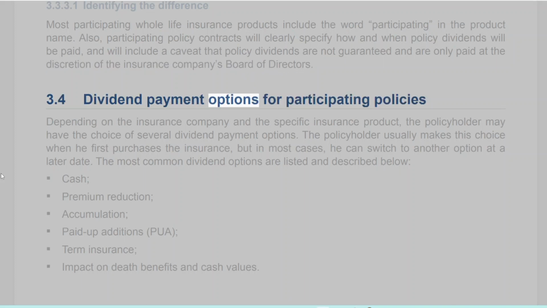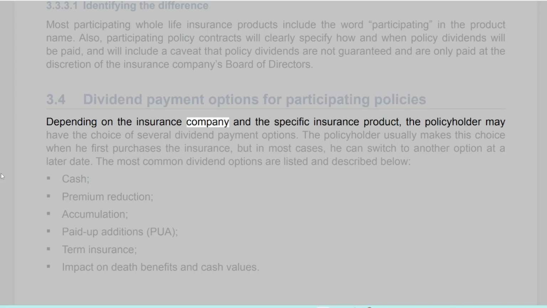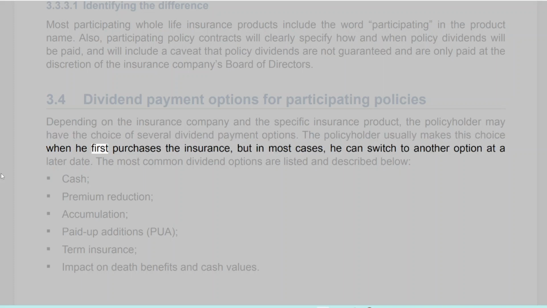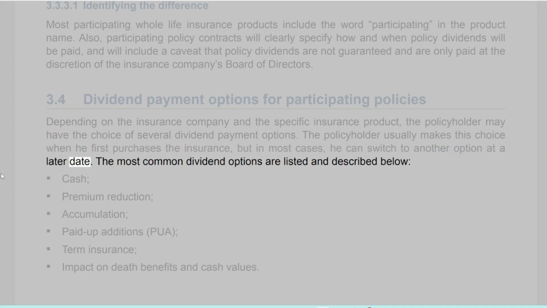3.4 Dividend payment options for participating policies. Depending on the insurance company and the specific insurance product, the policyholder may have the choice of several dividend payment options. The policyholder usually makes this choice when he first purchases the insurance, but in most cases, he can switch to another option at a later date. The most common dividend options are listed and described below.